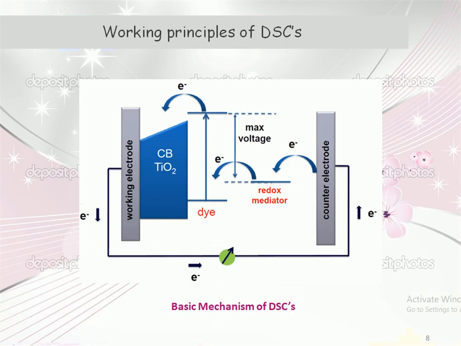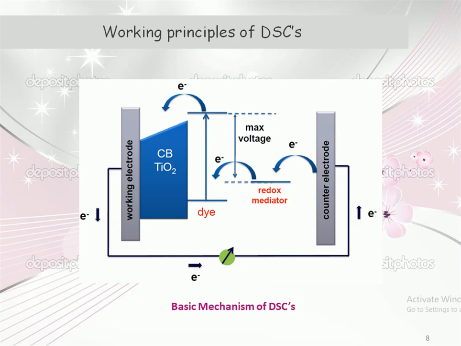Then, the working principles of dye-sensitized solar cells, that is, the basic mechanism. The mechanism is shown here as a pictorial representation, where the dye absorbs photons from sunlight and goes to the excited state, where the photoexcited electrons are injected. The injected electrons move towards the conduction band of the titanium dioxide nanomaterial, that is the working electrode or photoanode.